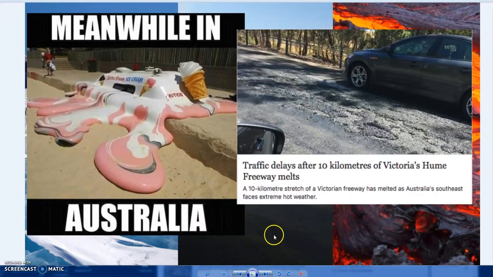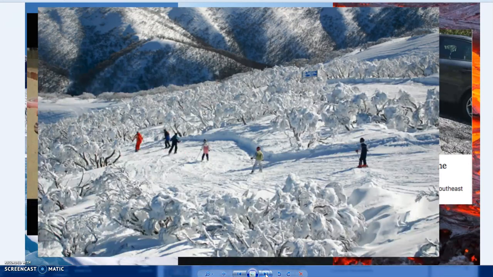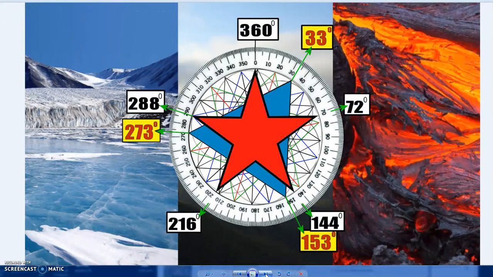Now, Australia is usually connected with heat, and it is, especially in the summer, it gets hot. But we also do have snow. So, in case you just think it's all hot here in Australia, well, we do have snow during the winter months in our alpine region.